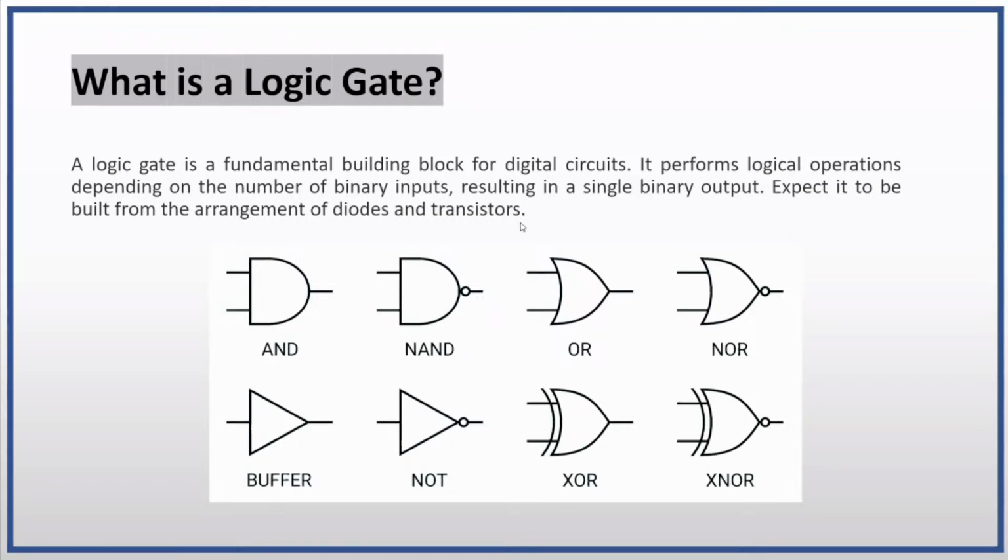Then we use these logic gates. There you can see some examples: AND, NAND, OR, NOR, buffer, NOT, XOR, XNOR. We use these logic gates in various arrangements to achieve various outputs according to different inputs. But these are all binary.